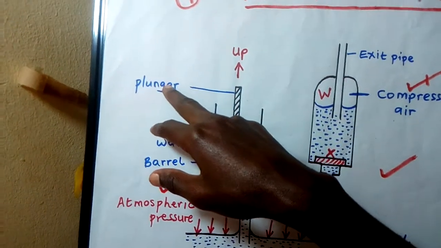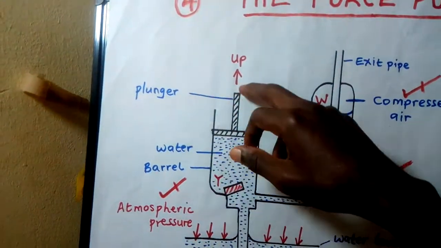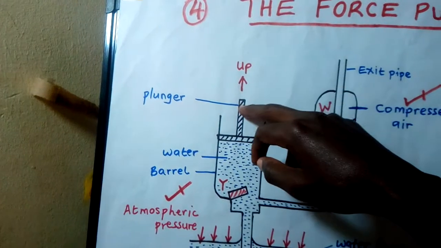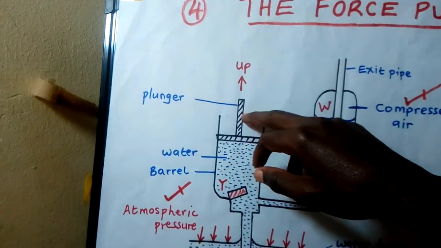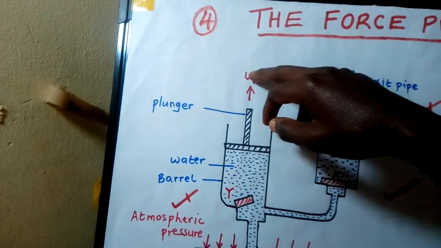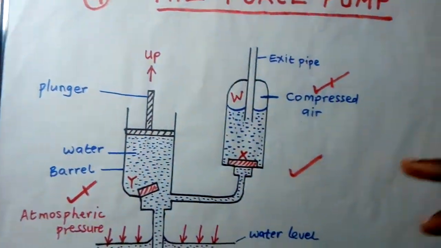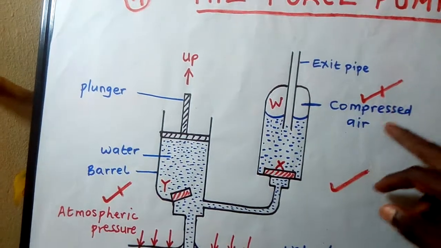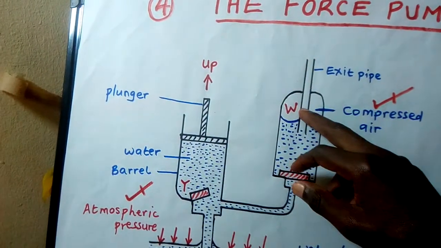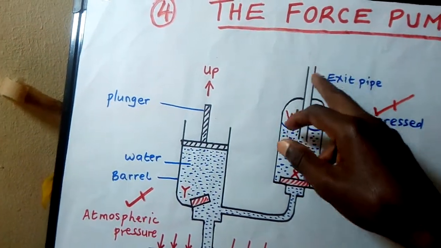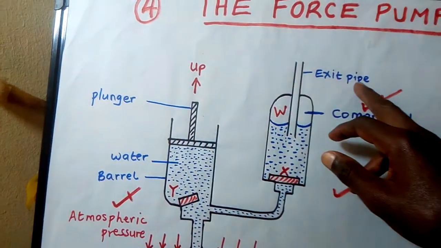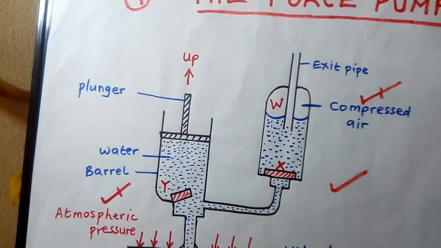The piston could also be called a plunger. So you can move this piston either up or down. So in this diagram, we are showing what happens when the piston moves up. Then we shall also talk about when it is moving down. Then this side, you have compressed air. There's compressed air here. And then this pipe is where the water passes. So it is the exit pipe where the spout is.